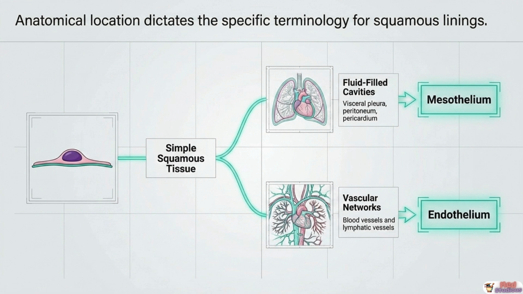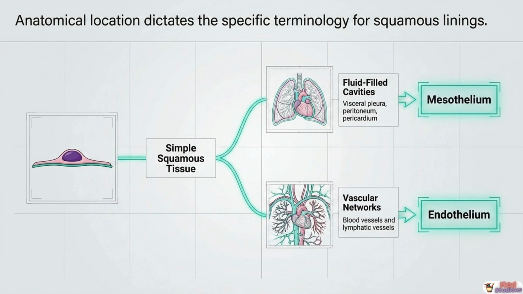Mesothelial cells not only form a smooth, frictionless surface that allows organs to glide against each other without tearing, but they also secrete a thin film of serous fluid that acts as a biological lubricant. Clinical relevance: malignant mesothelioma, an aggressive cancer strongly associated with asbestos exposure, arises directly from these mesothelial cells.